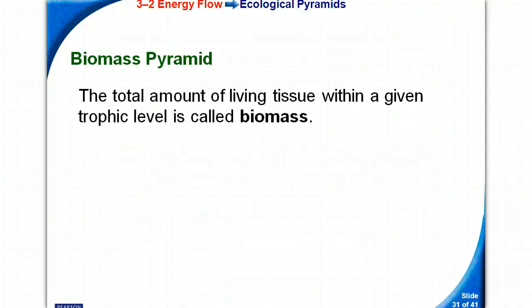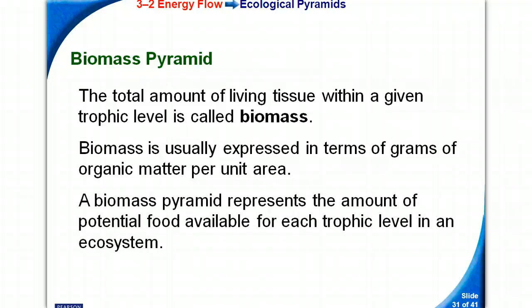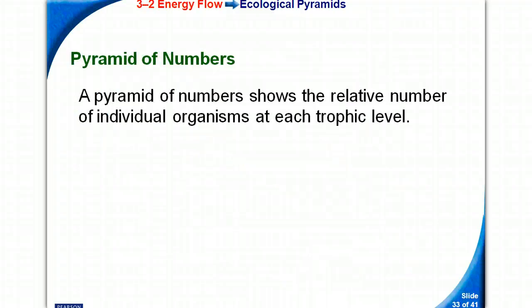Biomass pyramid. The total amount of living tissue within a given trophic level is called biomass. Biomass is usually expressed in terms of grams of organic matter per unit area. A biomass pyramid represents the amount of potential food available for each trophic level in an ecosystem. All right, so this is a biomass pyramid. See, 500 grams of grain, 500 grams of chicken, 500 grams of human tissue. You can see how the biomass pyramid is set up. It says typically the greatest biomass is at the base of the pyramid.